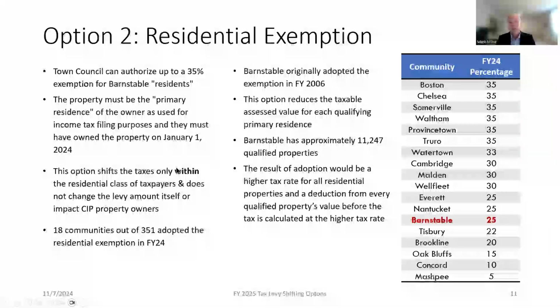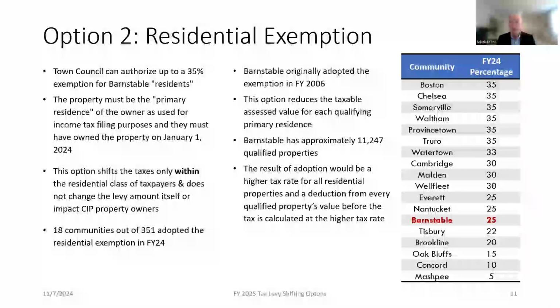Option two is the residential exemption. This is, again, not mandatory that a community vote on this every single year, but as Barnstable has a residential exemption currently in place, it is something that we bring forward to the town council every year to see if they want to continue with one. So the town council can authorize up to a 35% exemption for Barnstable residents.